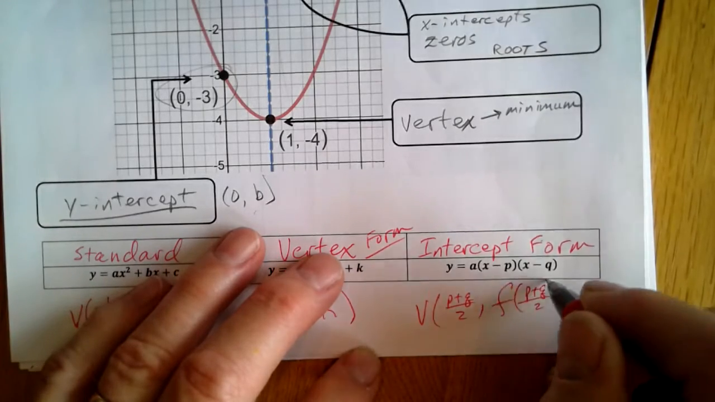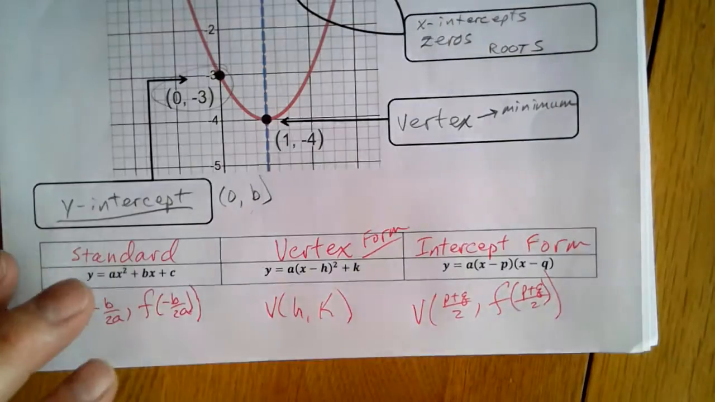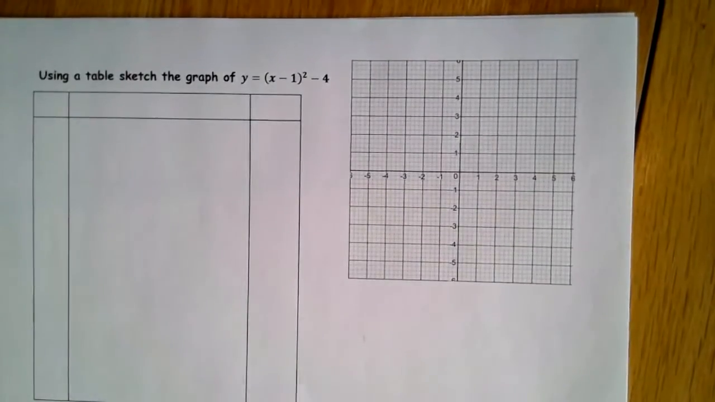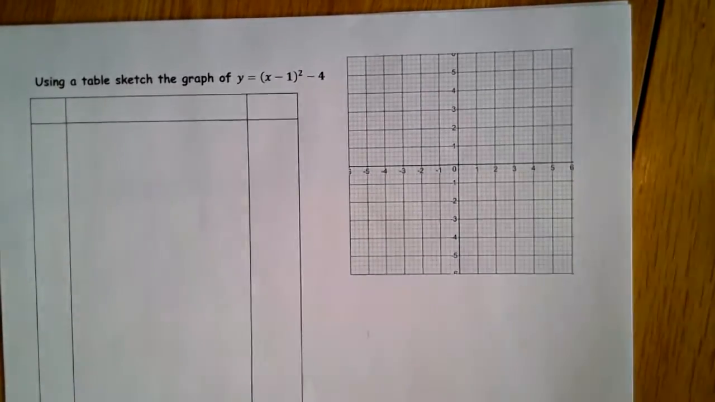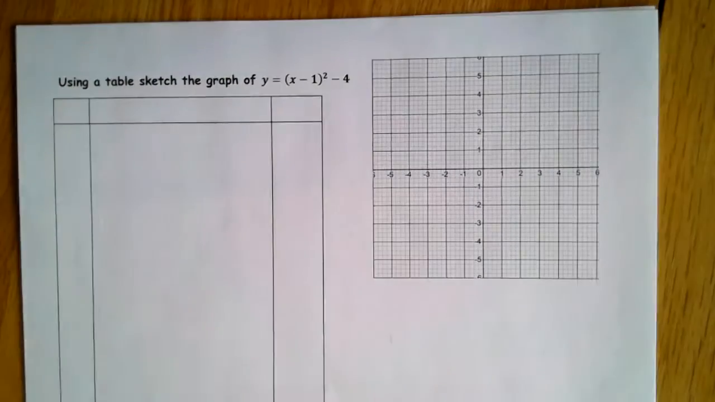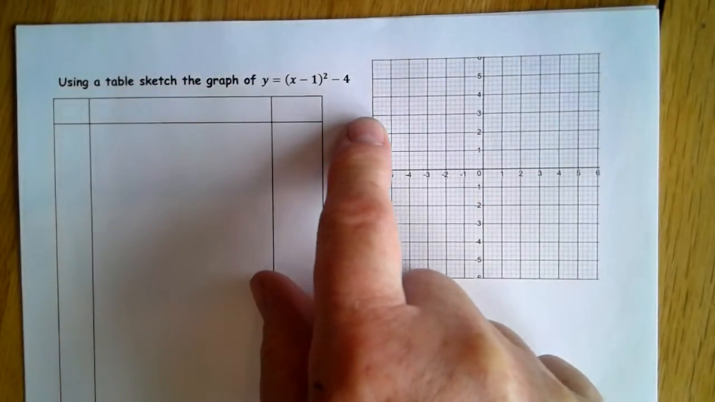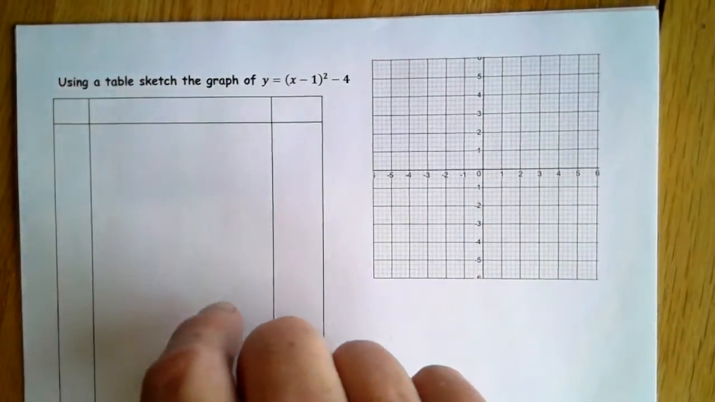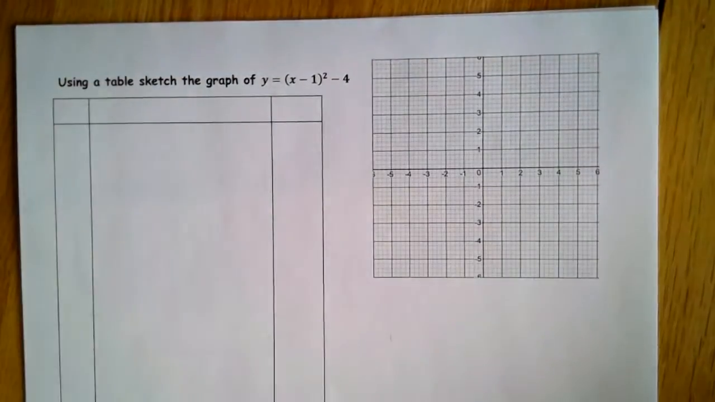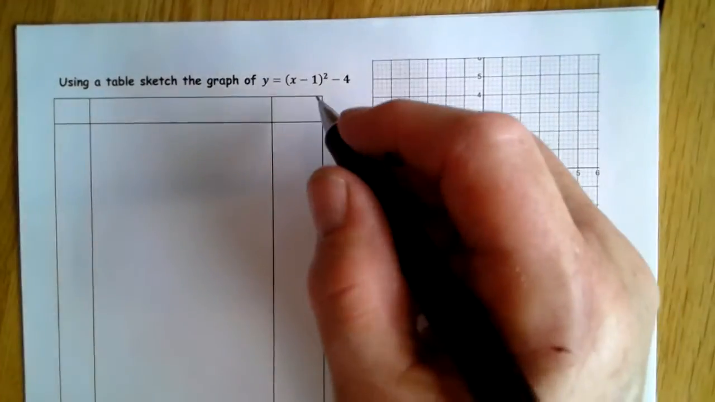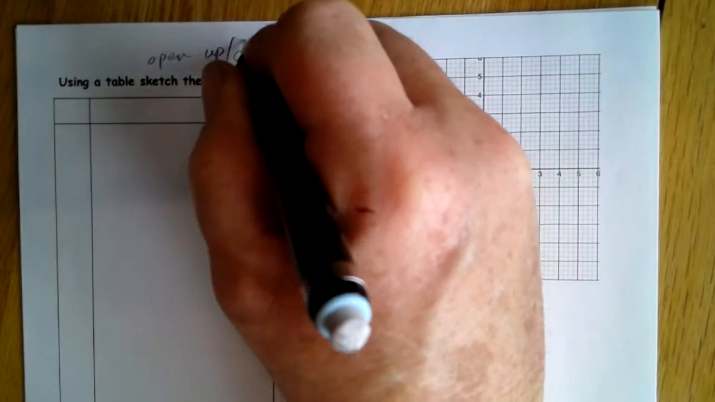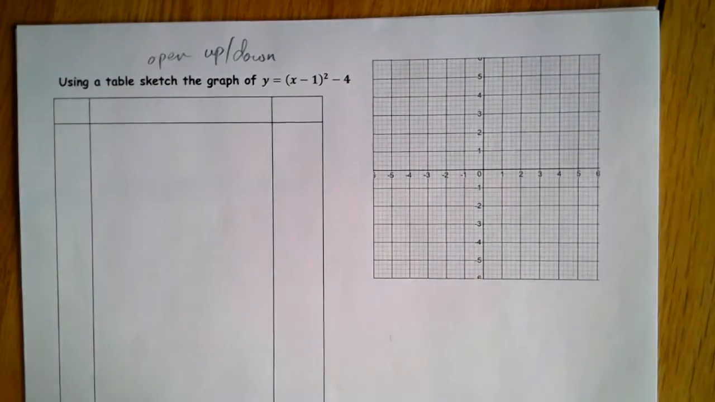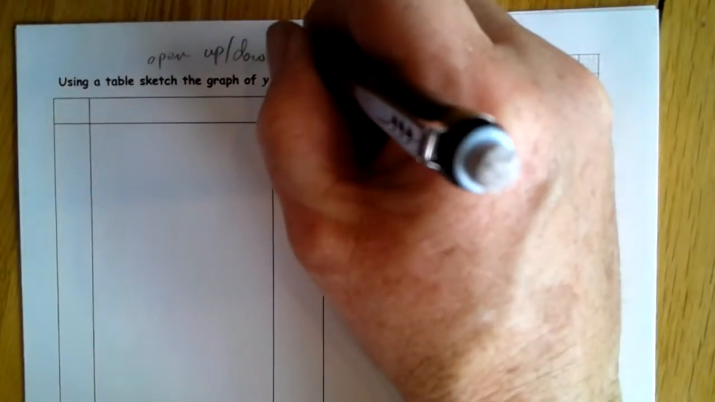Okay. Now, as another review, let's take a look at this guy and let's talk about him, and we'll graph him. And we'll even make a table of values. Okay? So the first thing I want to know is, does it open up or down? And you say A equals 1, so it opens up. So we know the shape is going to be like this.